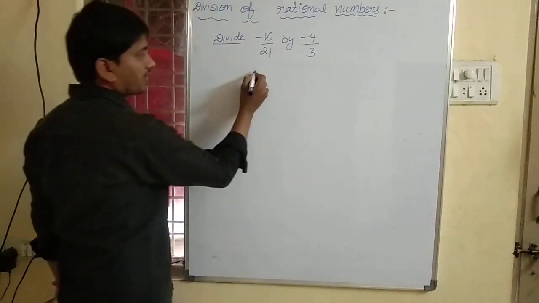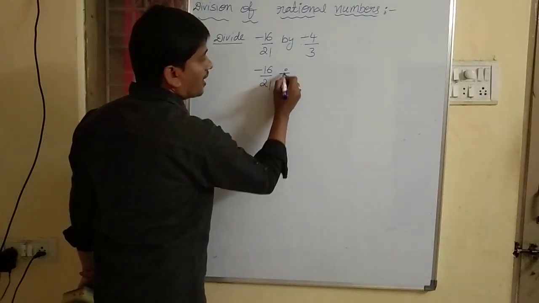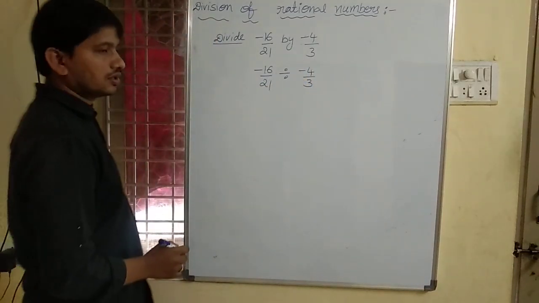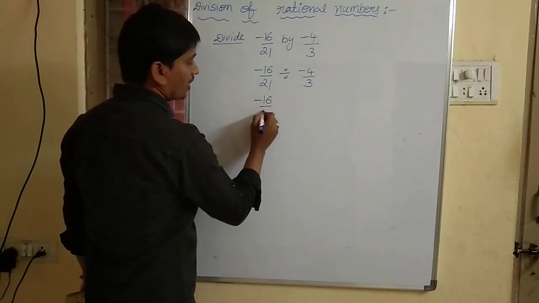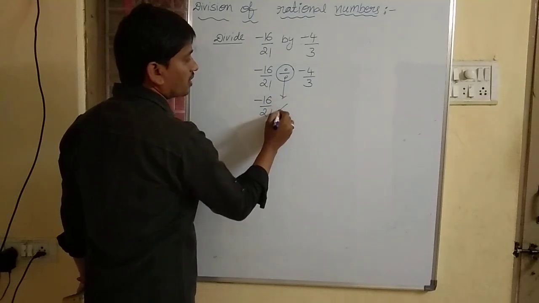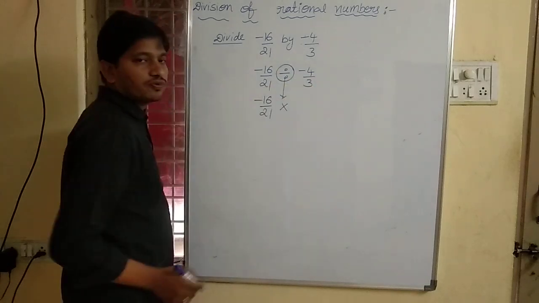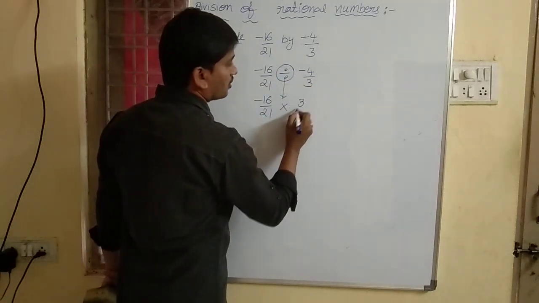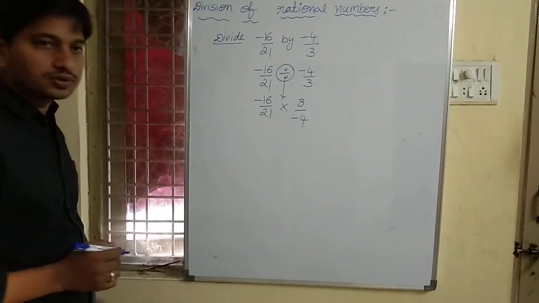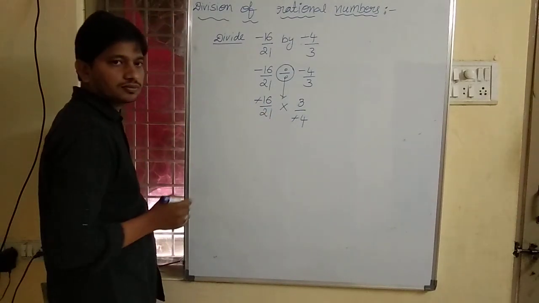As it is, the first fraction is minus 16 by 21 divided by minus 4 by 3. So as it is, you write down minus 16 by 21. This is our division symbol. Replace it with a multiplication symbol. Yes. And the reciprocal of minus 4 by 3 is 3 by minus 4. Students, you listen here. I can cancel this minus.